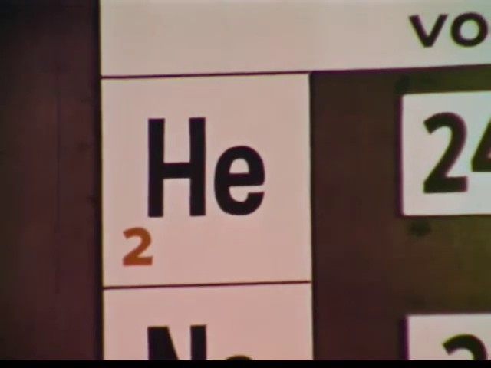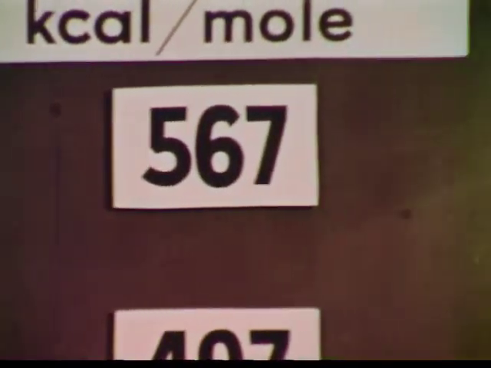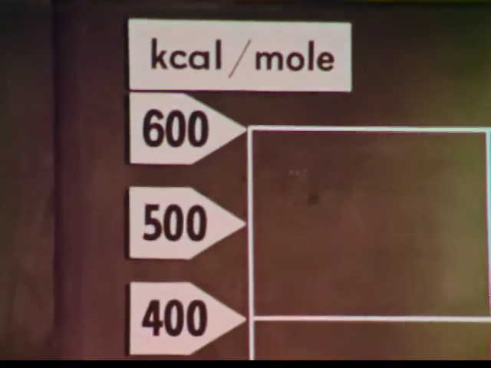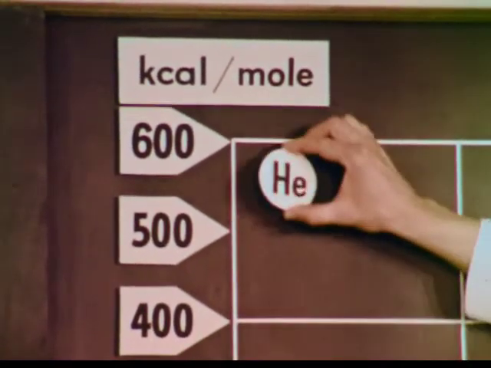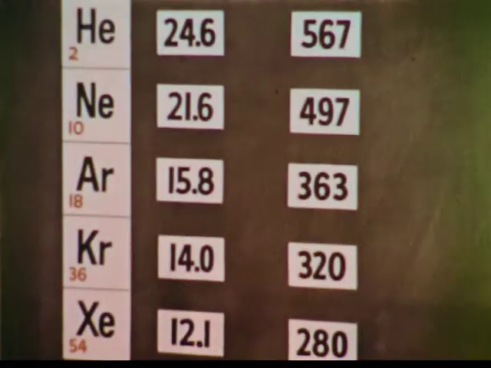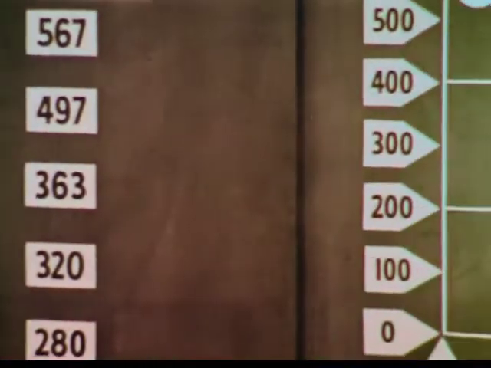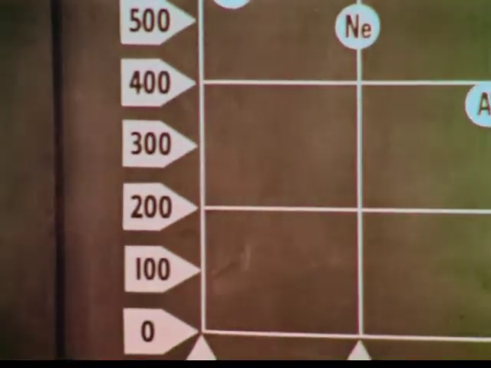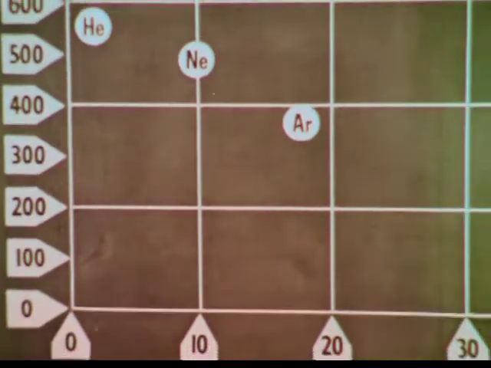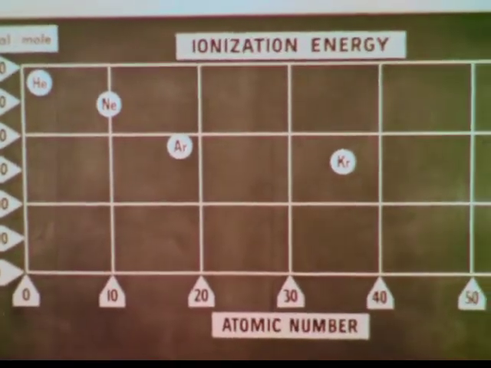Helium with atomic number 2 has an ionization energy of 567 kcal per mole. It goes here. In a similar fashion, we can plot the rest of the inert gases in our table. We can see from this plot that the ionization energies of the inert gases decrease with increase of atomic number.